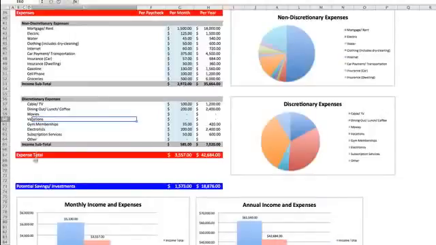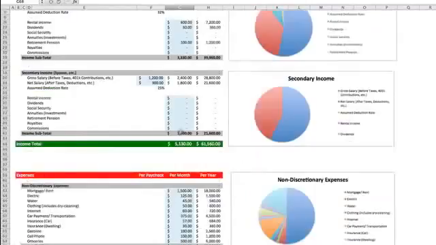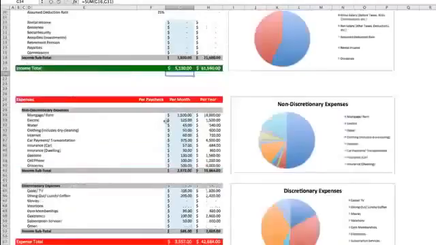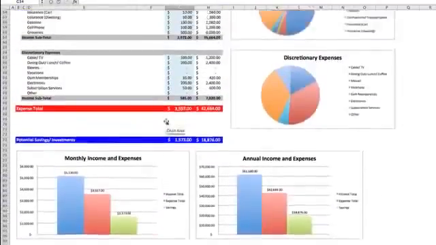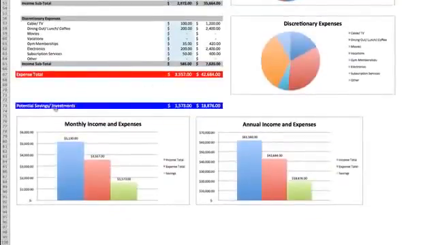So that's why I like to break those two out. And then the expense total is going to sum up everything from your non-discretionary and your discretionary. The same thing with the income. It totals up your income from both spouses or partners. And then down here, your potential savings and investments. This is going to be the difference between your monthly income and your monthly expenses.